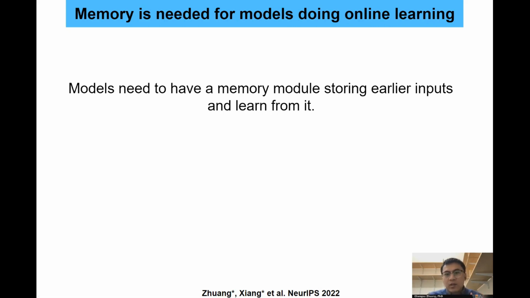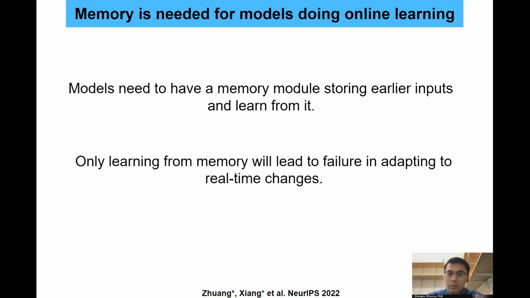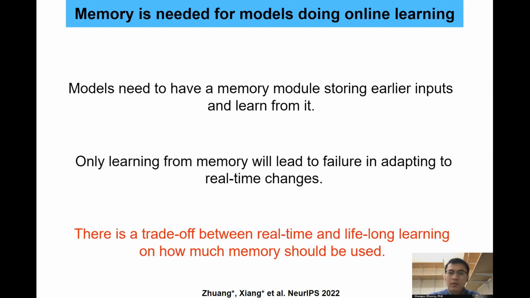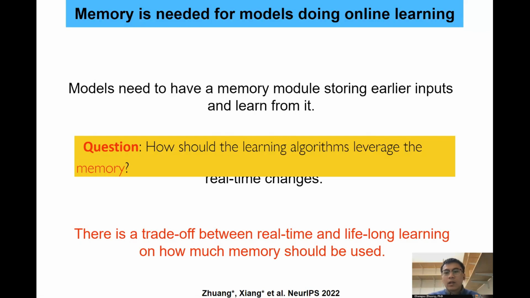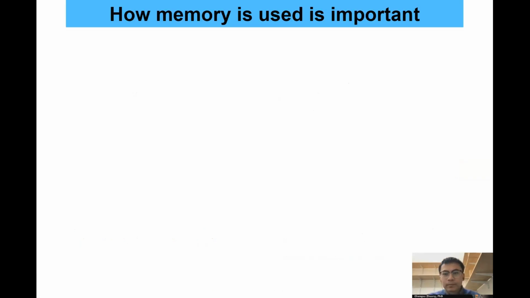So I've just talked about how models need to have a memory module, but only learning from this memory will also lead to failure in adapting to real-time changes. So this really indicates a trade-off between real-time and lifelong learning on how much memory should be used. In fact, how memory is used is also a critical design point that varies in the learning algorithms.